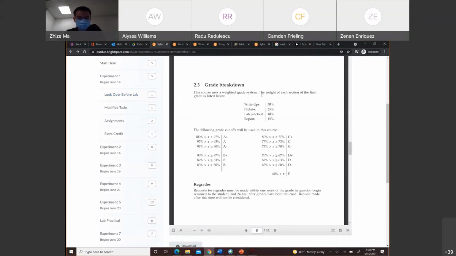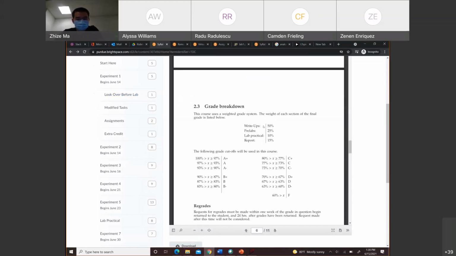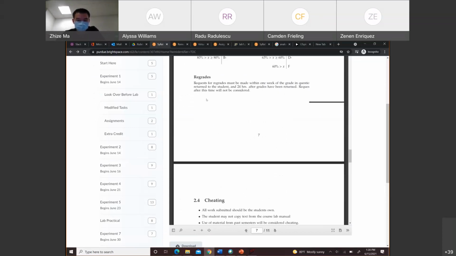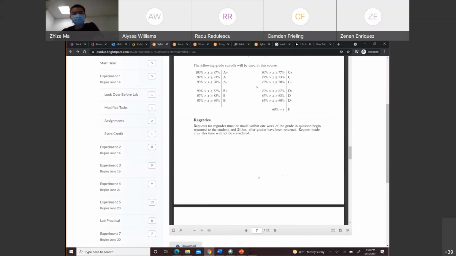So here is the grade breakdown for the class. I think the rest, half, takes most of the percentage, half of the percentage. And for the regrades, me and the other UTAs will be taking care of the grading. If you have a question about your grading, you can ask.